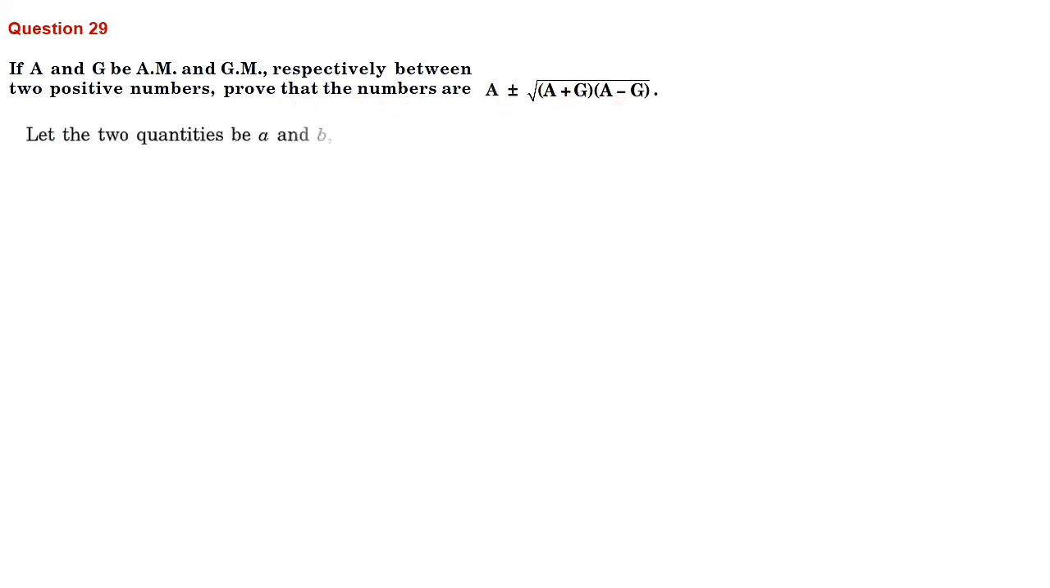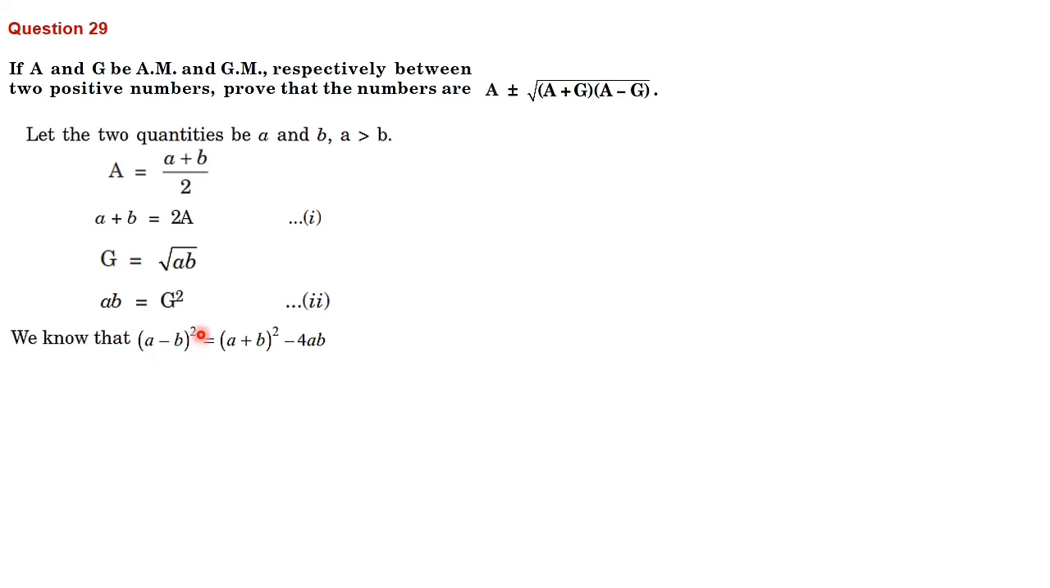Here let the two quantities be a and b, where a is greater than b. Then A is equal to the arithmetic mean, that is (a plus b) by 2. Then a plus b is equal to 2 into A, by cross multiplication, equation number 1. Then G is the geometric mean. The geometric mean between two numbers a and b is the square root of ab. When we square it, we don't need the square root, so G square is equal to ab. Equation number 2 we can make.